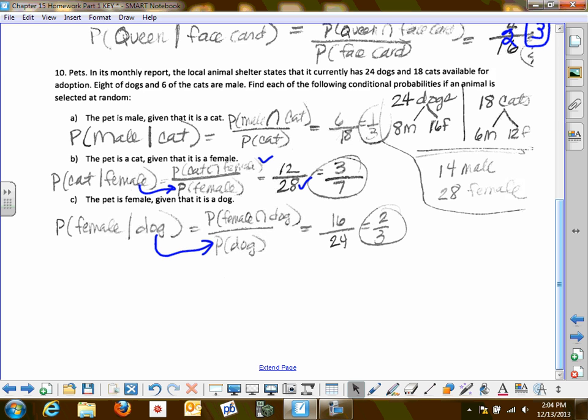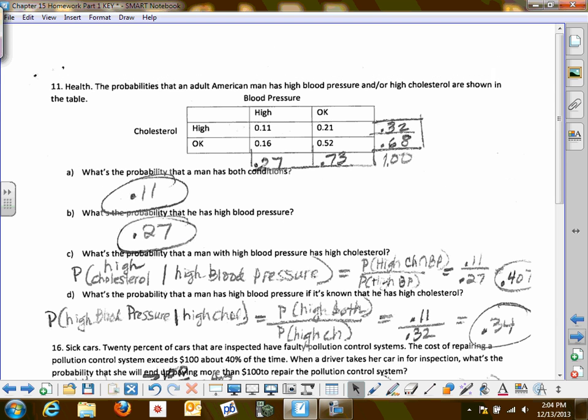Okay. Now, number 11 is very, very important, and I'm going to bridge number 11 into the concept that we're going to learn today. So, first, for number 11, it first asks about just finding any man, the American male, the probability that he has both conditions. So that's out of 1. So out of 100%, find the probability that he has both conditions. So that's your 11%.